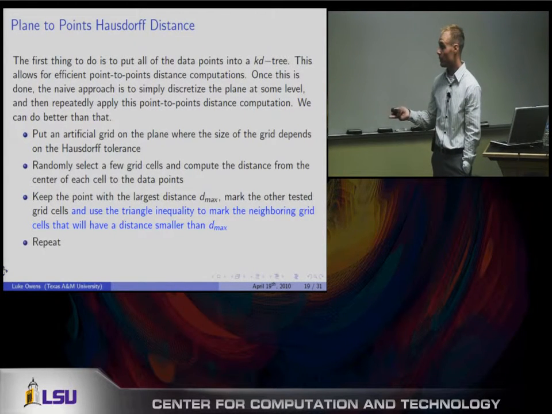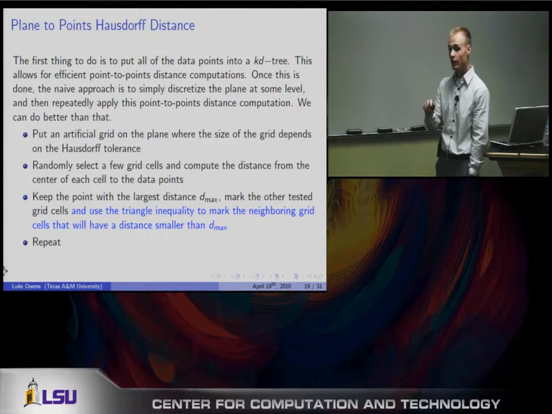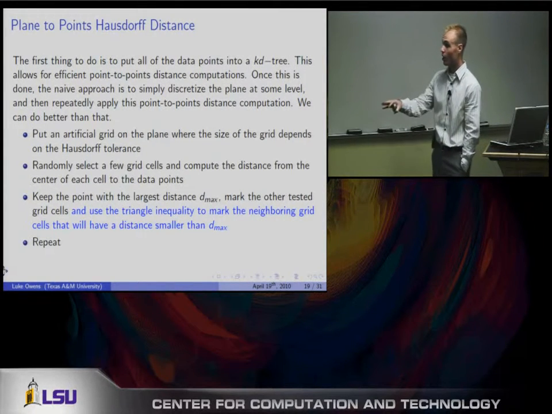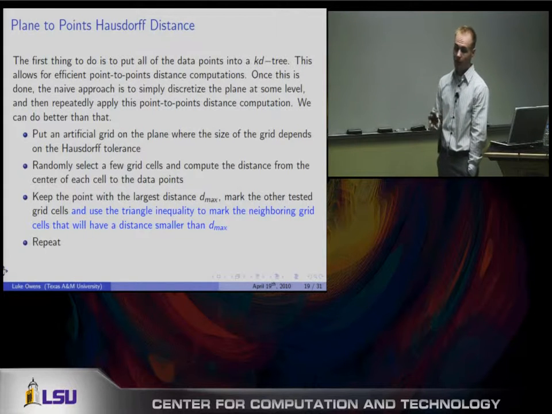And then you repeat this. Pick another random set, and then you keep going until you fit all of your grid cells that you sort of artificially placed on this plane.